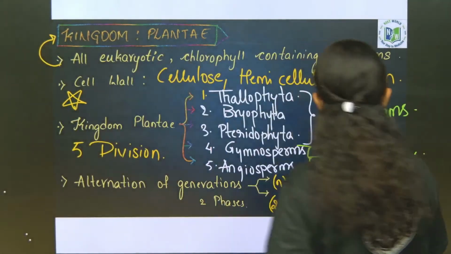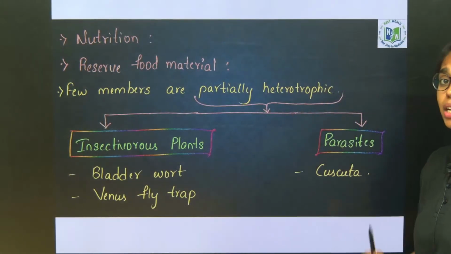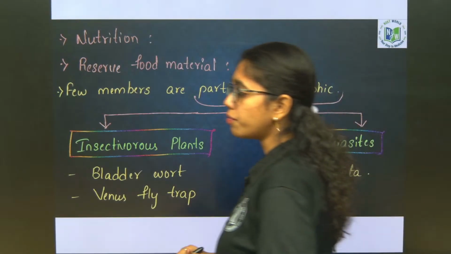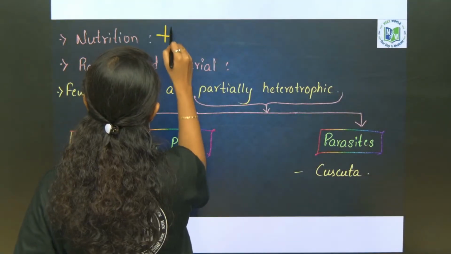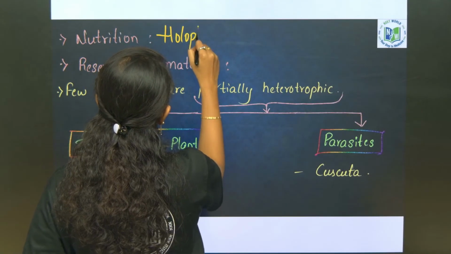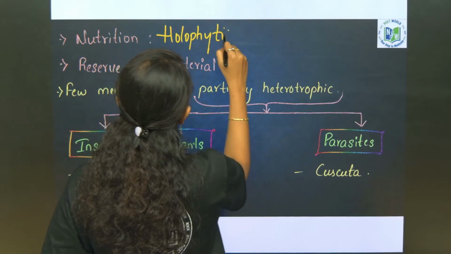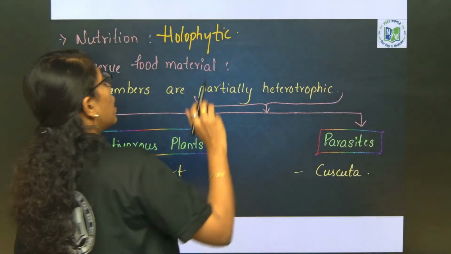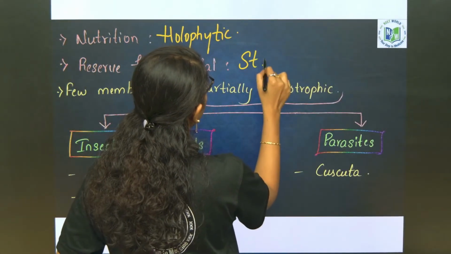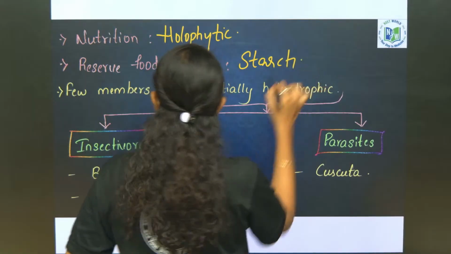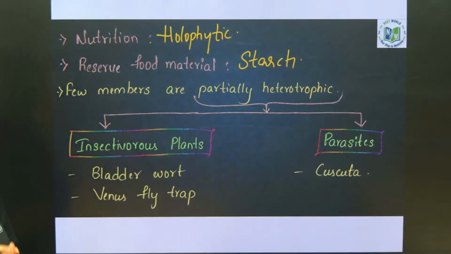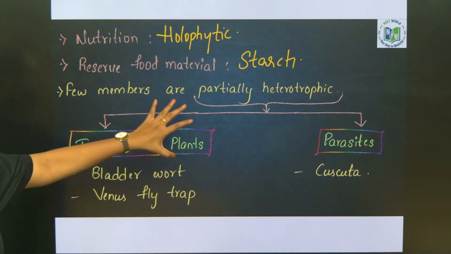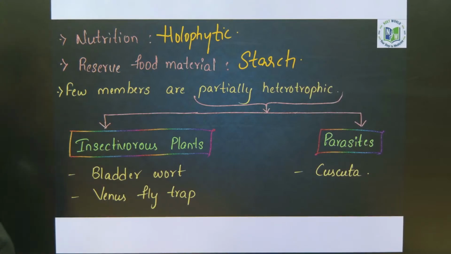Next, nutrition in kingdom Plantae. What type of nutrition do plants conduct? Holophytic nutrition. Holophytic mode of nutrition. And what is the reserve food material that is stored in plants? Glucose is stored in the form of starch. Clear right ma? And few members of the plant kingdom show parasitic mode of nutrition also.